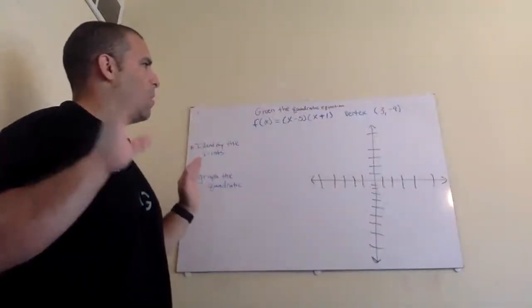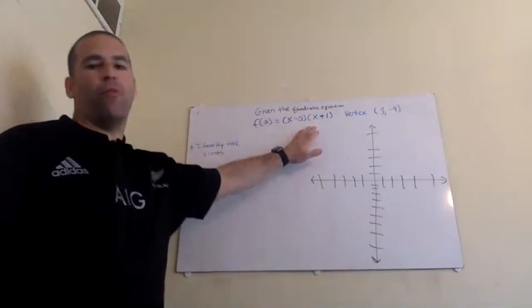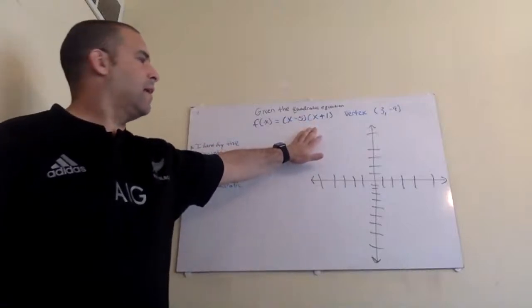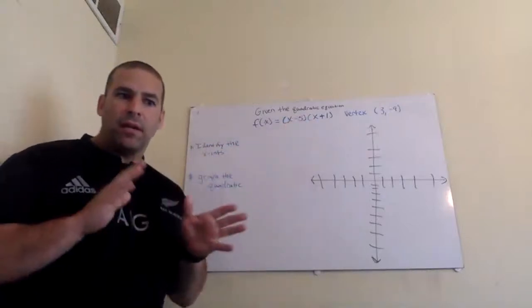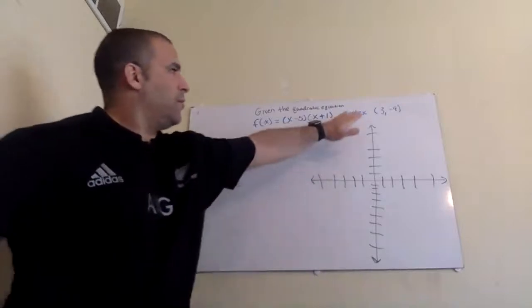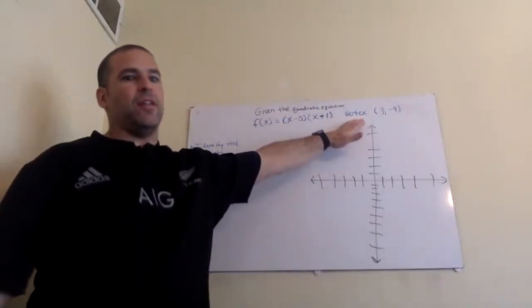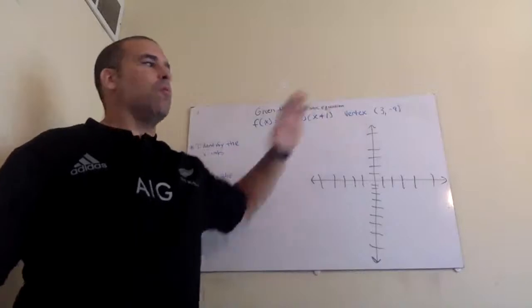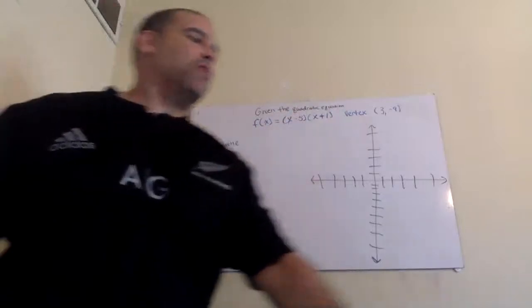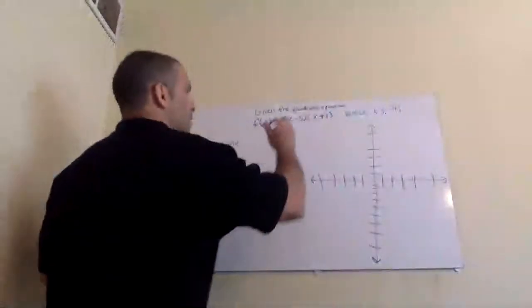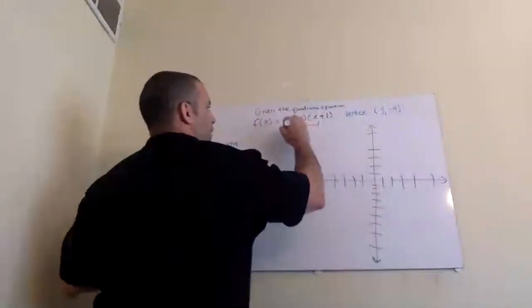The first thing you don't want to do is you don't need to FOIL here. You don't need to do anything like that. You don't need to use the opposite b over 2a because we're giving you the vertex. So the vertex is given to you. All right, so we need to understand this from yesterday, that this is called factored form.